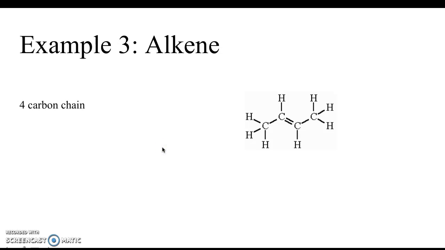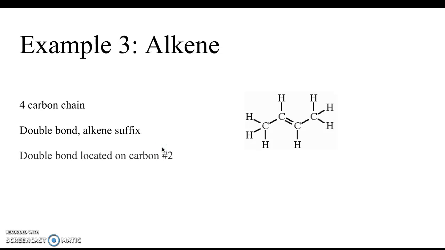So we have a 4-carbon chain, which makes this "but." Double bond ending, so we have "ene" as our ending. The double bond is located on carbon number 2, which makes this 2-butene. Again, the number 2 tells us where the double bond is. "But" tells us 4 carbons. "Ene" tells us there's a double bond on carbon number 2.